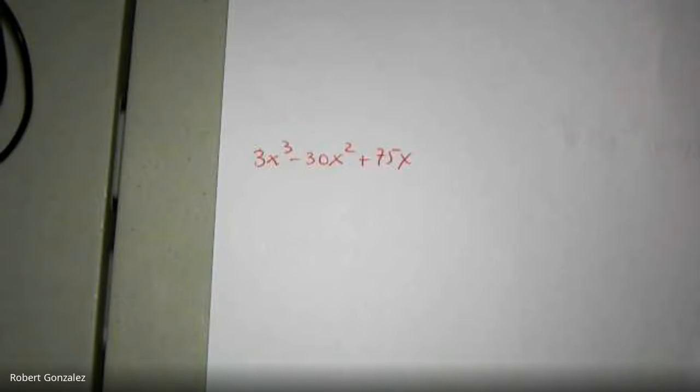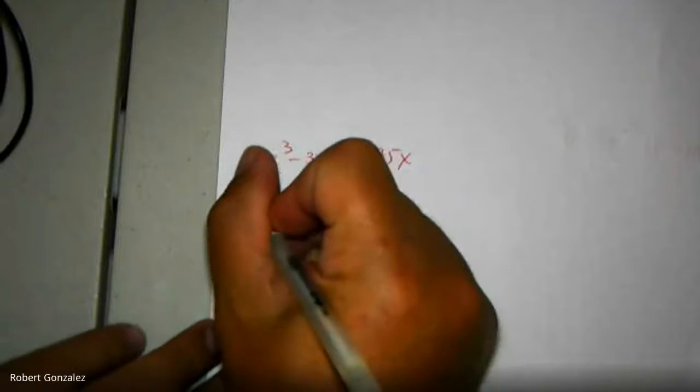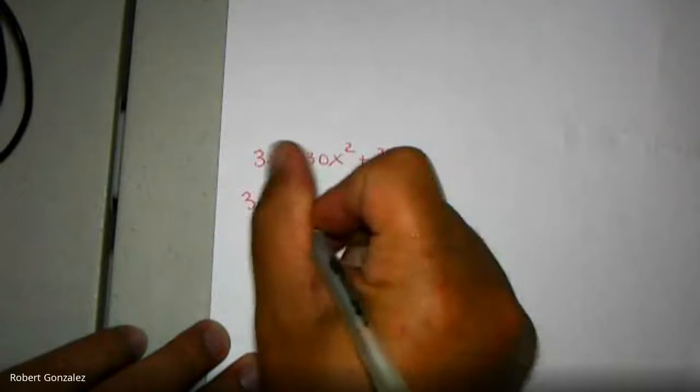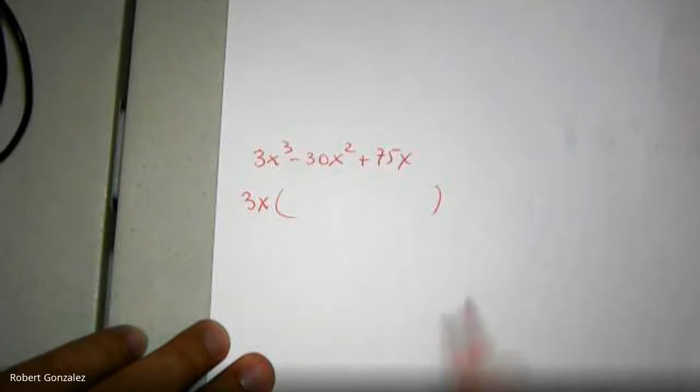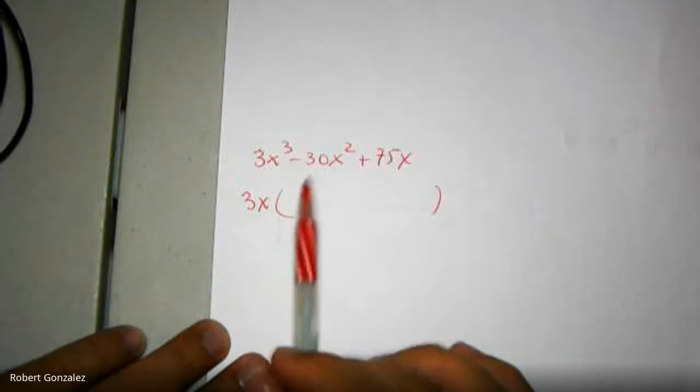Okay, what's the greatest common factor? 3. How about a variable? Yeah, 3x. Don't be afraid to speak up. Nobody knows who's speaking on this video.